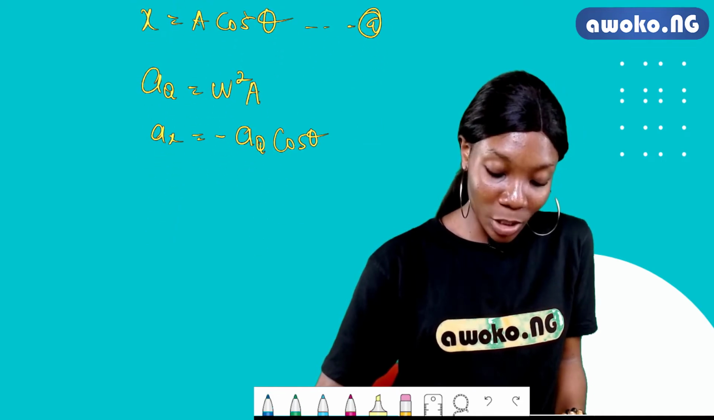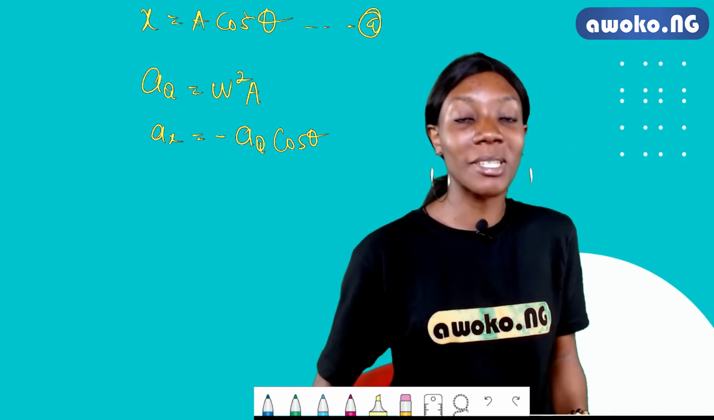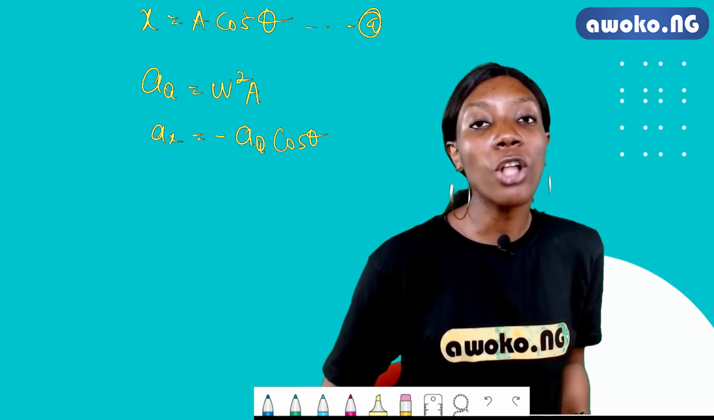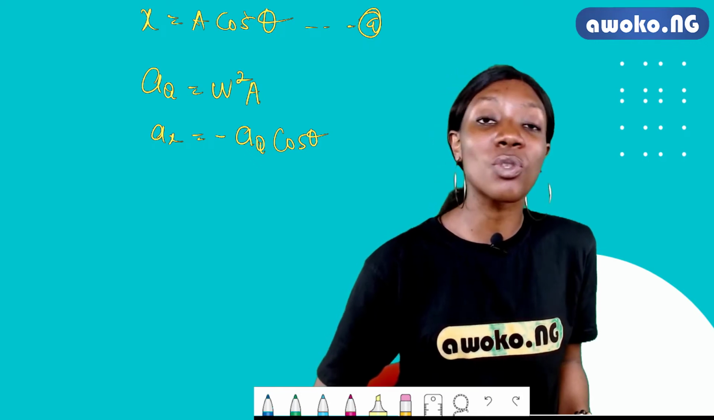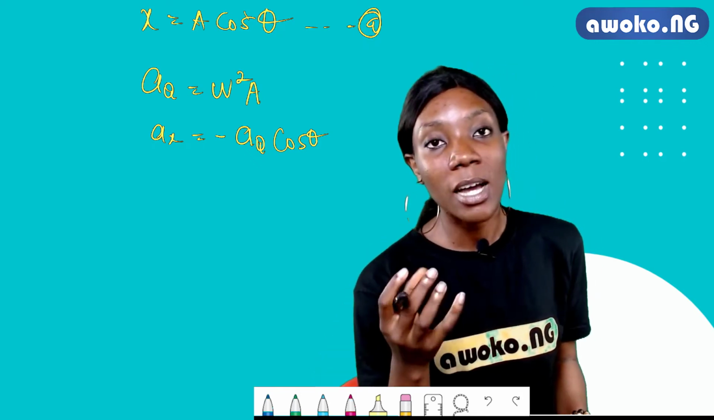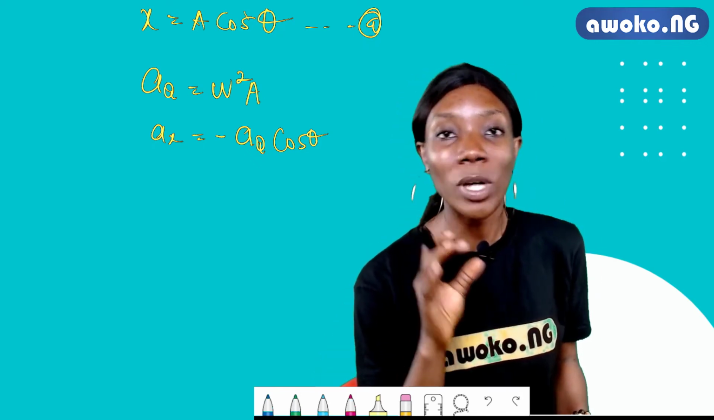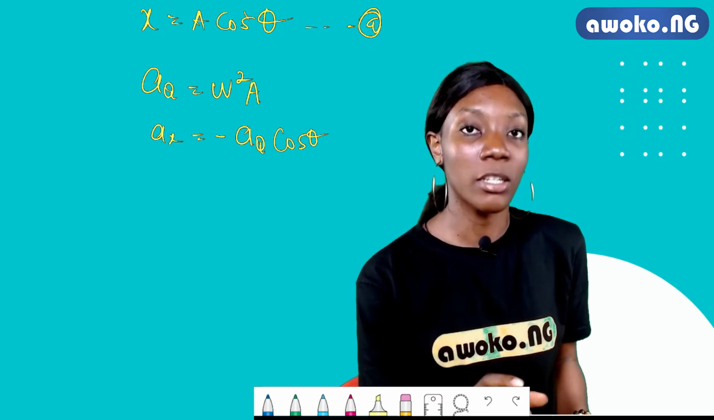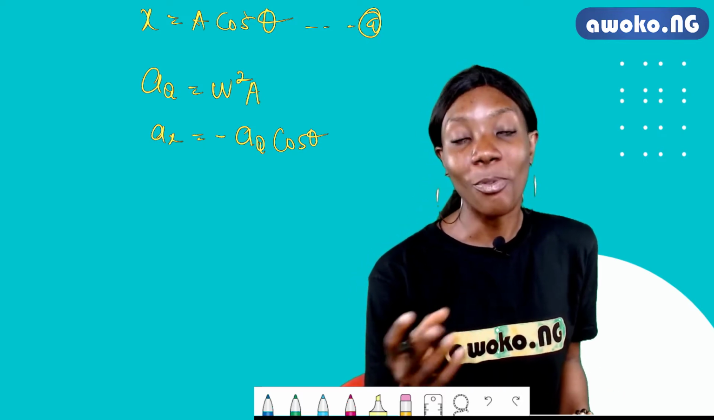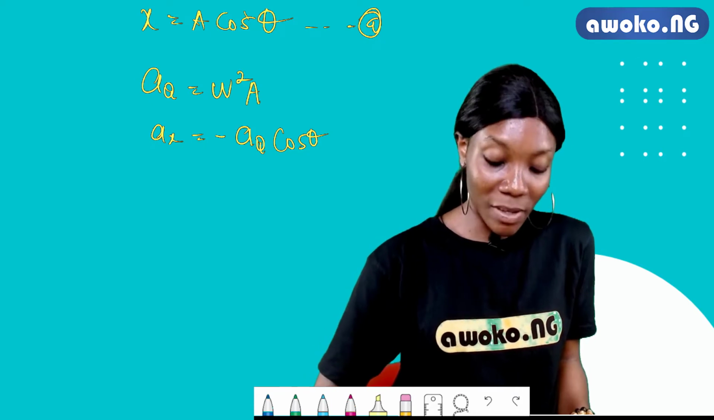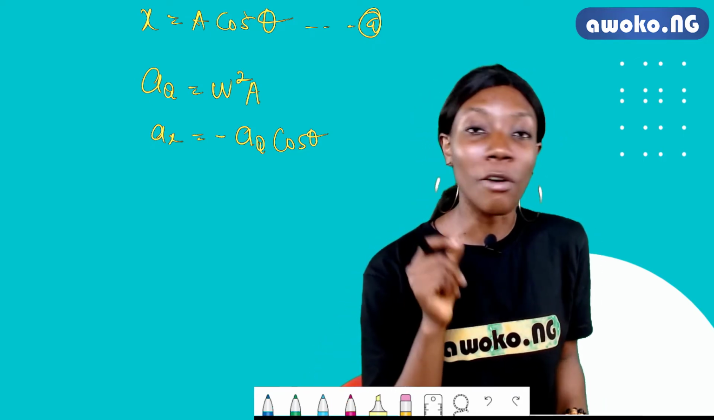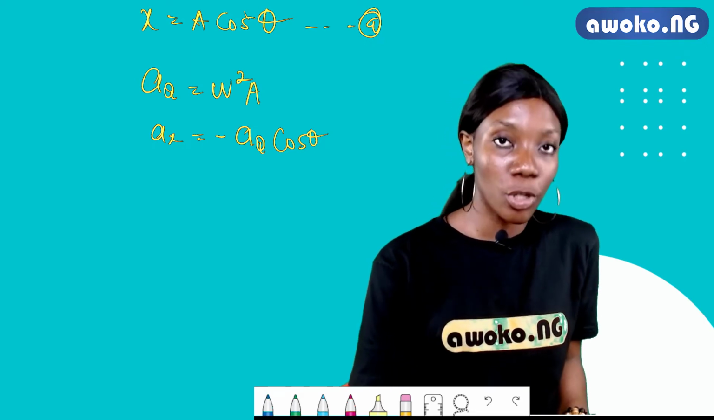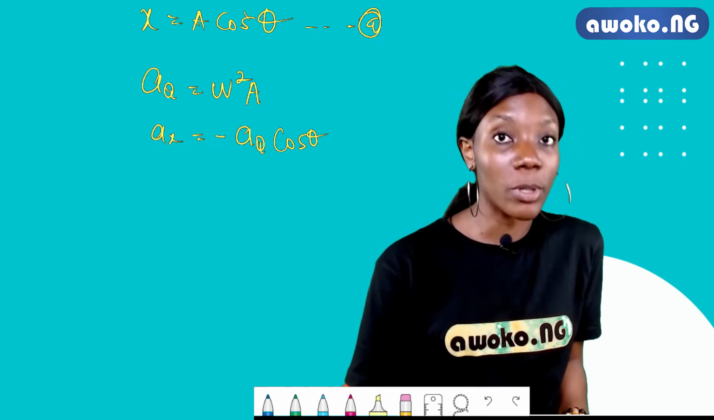You don't really need to bother yourself too much about deriving all these formulas. All you just need to know is how and when to apply them. You just need to be able to understand how this formula came about and what it is related to. Then you can pick yourself up from there. So AX now is given as minus AQ cos theta. Note the x component of AQ now. So we have AQ cos theta.